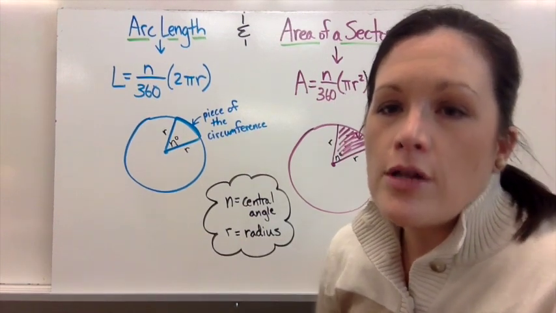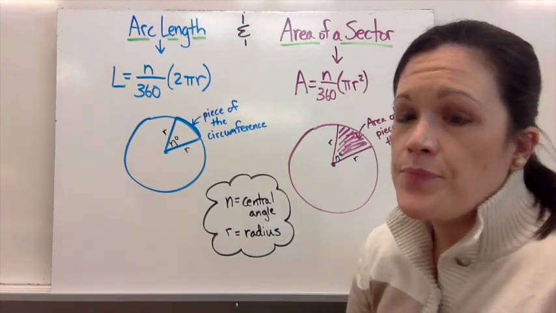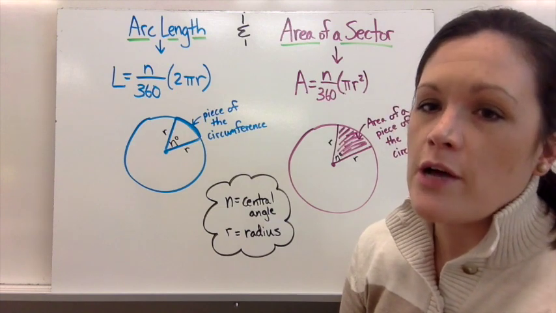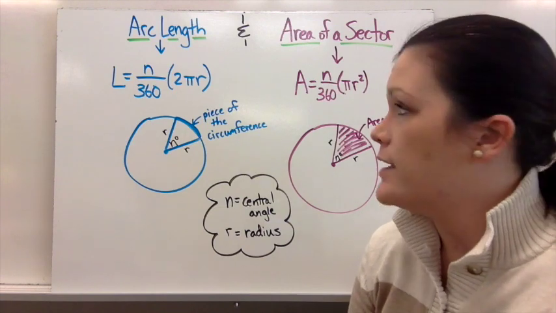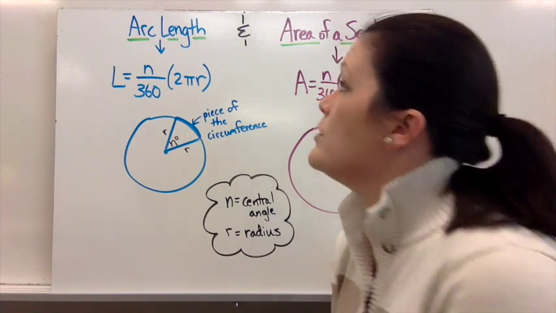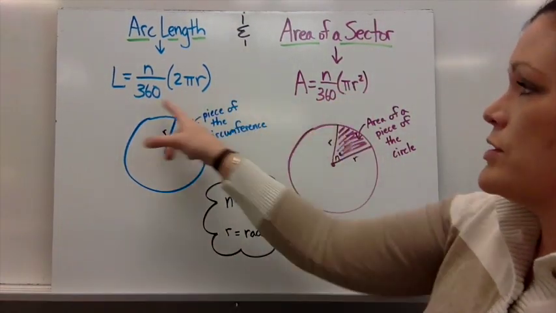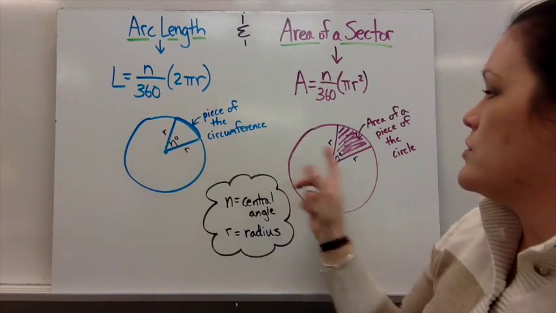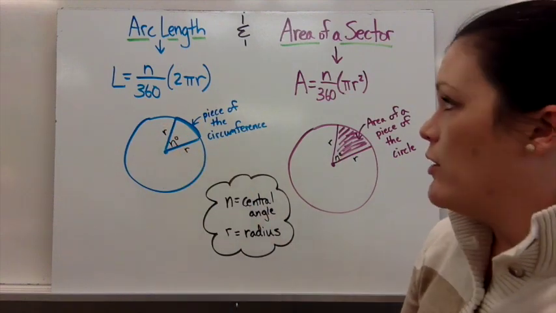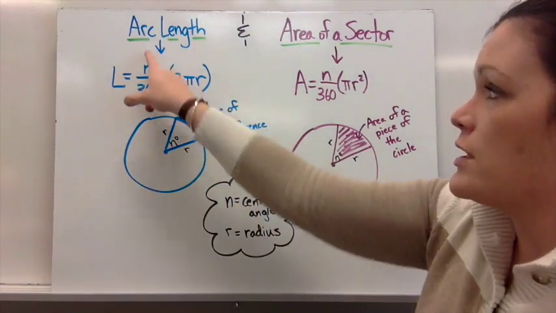Let's talk about arc length and the area of a sector. They're similar in the way that their formulas look, but they are slightly different in what you are finding. So the formula for each one, as you can see, starts out with n over 360. N is the measure of your central angle that you're talking about, and then you multiply.